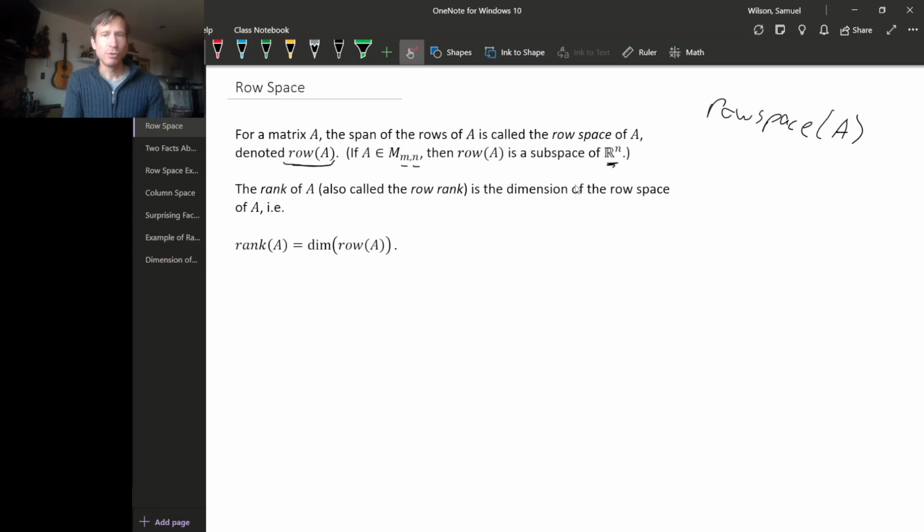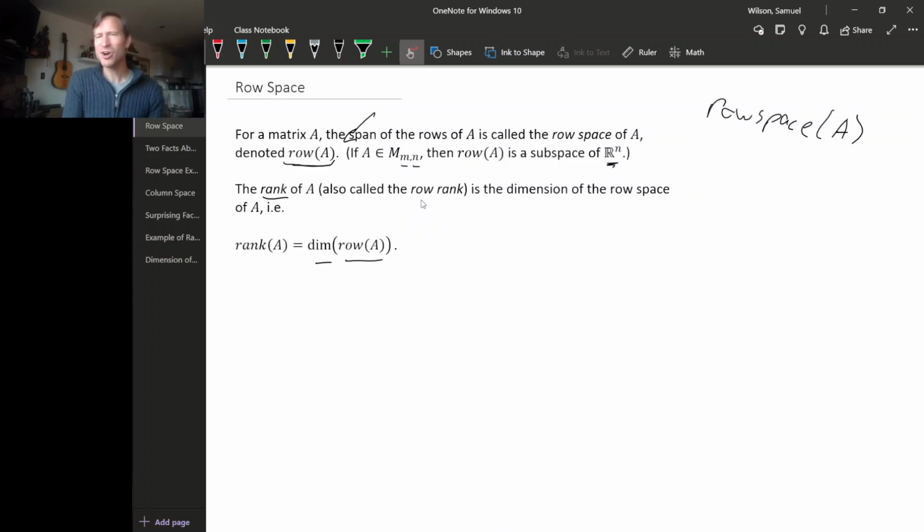All right, and again, the reason why you would think about the span of the rows is because all of the rows that you can get to by doing row operations are all in this row space. Well, now that we have a subspace, we could ask ourselves, what is the dimension of that subspace? And we'll name that the rank. So the rank of a matrix is the dimension of the row space.